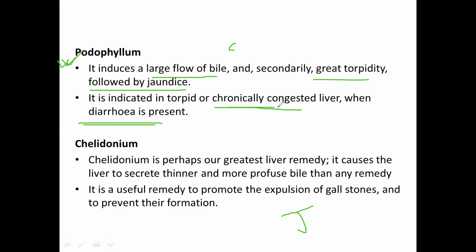And chronic liver congestion is usually seen in right heart failure also. So in that case, you may think of podophyllum.